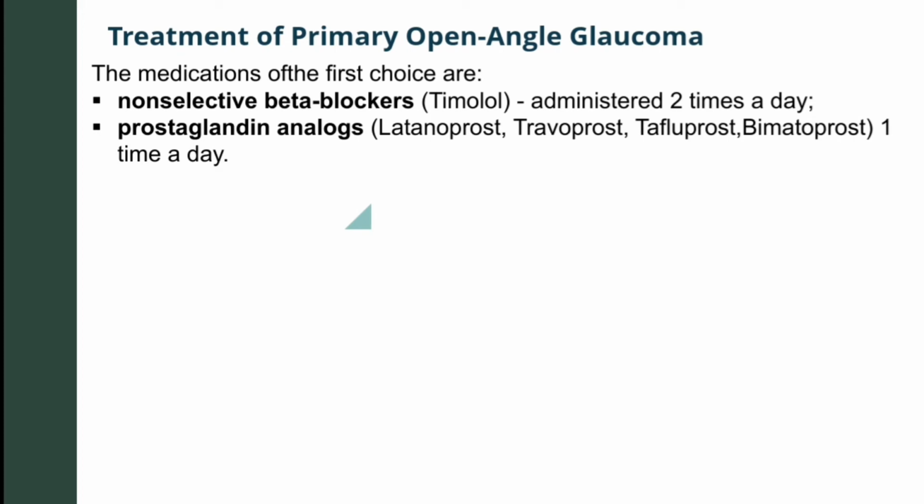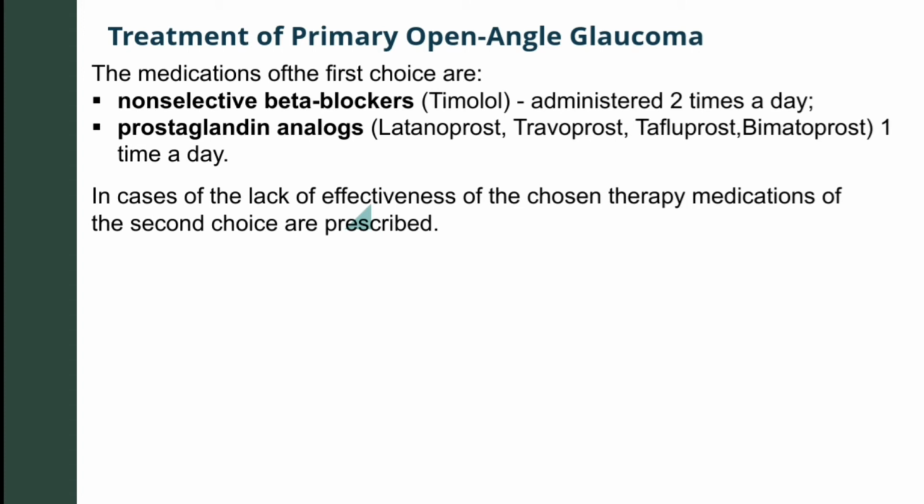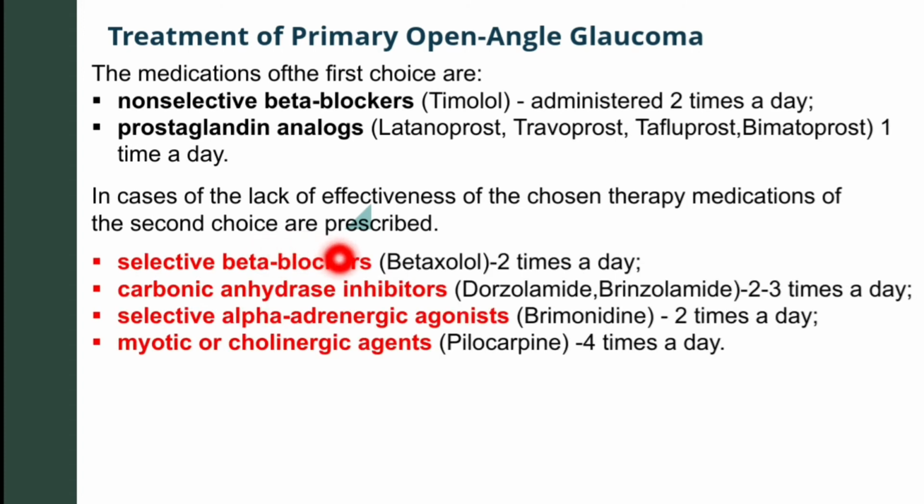So what are the usual drugs used as a second choice? This includes selective beta blockers like betaxolol, which is given twice a day, carbonic anhydrase inhibitors like dorzolamide, brinzolamide, which is given 2 to 3 times a day. The next, selective alpha adrenergic agonists like brimonidine, which is given 2 times a day. And lastly, miotic or cholinergic agents like pilocarpine, which is given like 4 times a day.